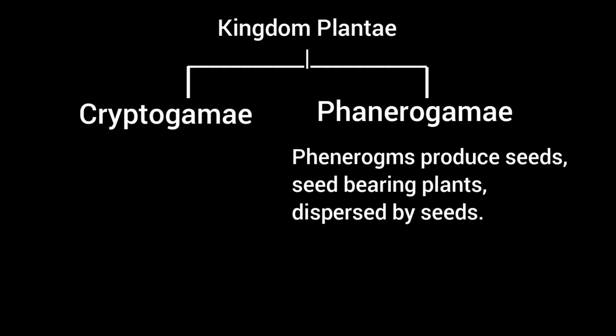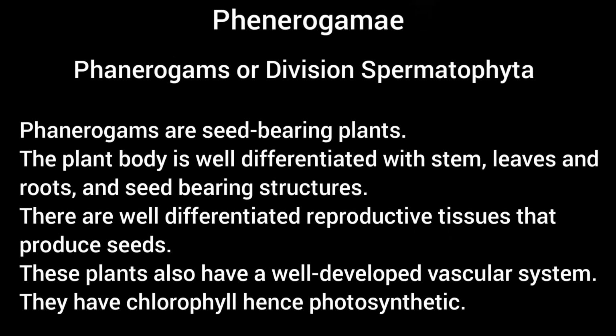The second division, phanerogams, includes plants that produce seeds, seed-bearing plants, dispersed by seeds. Phanerogams are the division Spermatophyta, seed-bearing plants. The plant body is well differentiated, with stem, leaves, roots and seed-bearing structures. There are well differentiated reproductive tissues that produce seeds.